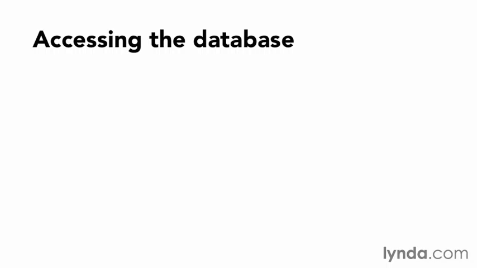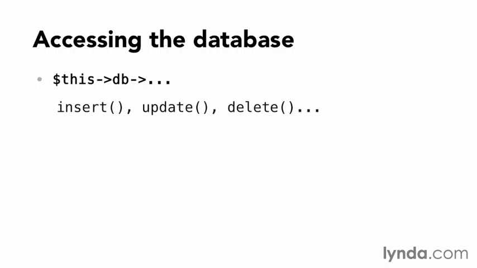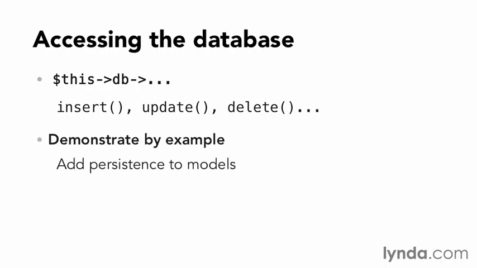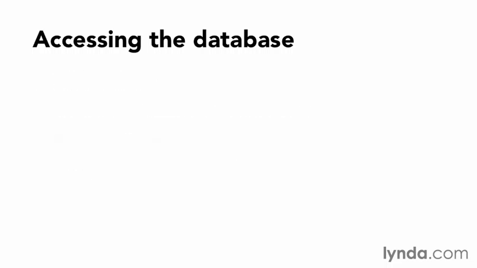I can access CodeIgniter's database using this->db, followed by commands such as insert, update, and delete. Rather than explicitly breaking down each command, I'll demonstrate by example by updating the models to allow them to be persistent. I'm also going to extend the bare minimum native CodeIgniter model class to be more functional by adding generic CRUD functionality to it. This approach will also demonstrate how to extend CodeIgniter functionality.